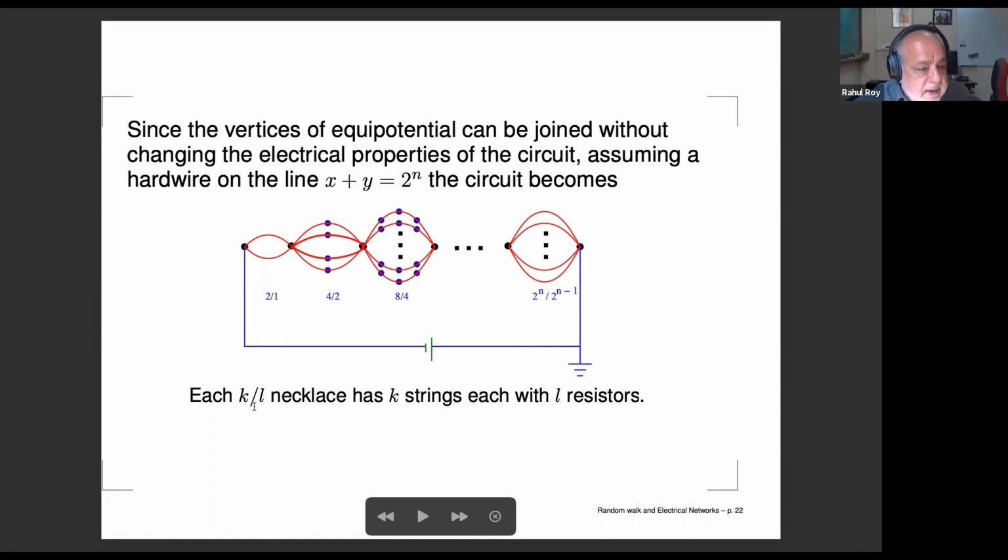So each k by L, so this is a k by L, 4 by 2 necklace, has k strings with L resistors in each string. So this string has 2 resistors, this string has 4 resistors, but there are 8 of these chains, and here there are 2 to the n resistors on this line, and there are 2 to the n minus 1 chains.